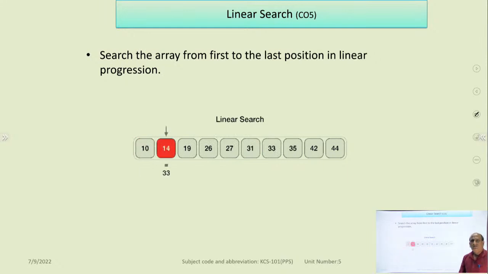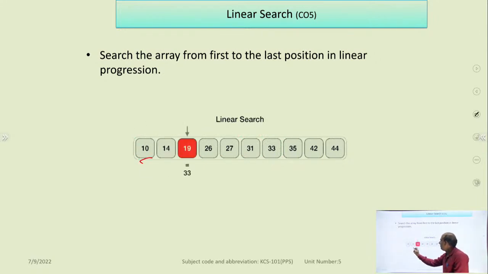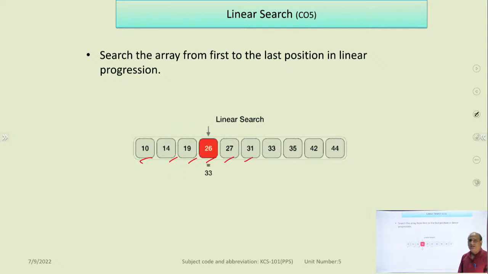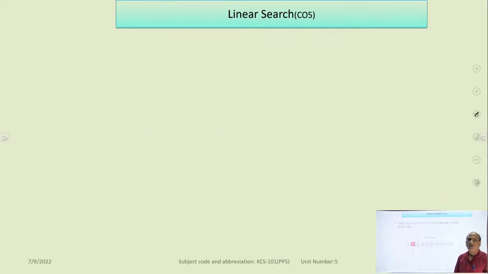This is the way of linear search. Linear means sequentially you have to check. You compare with the first element, then with the next element, then with the next, and keep on comparing, and we can find out whether the item is available in this list or not, whether the search is successful or not.